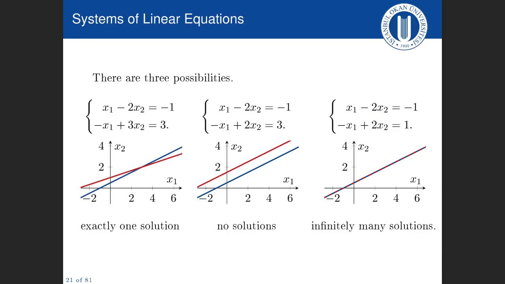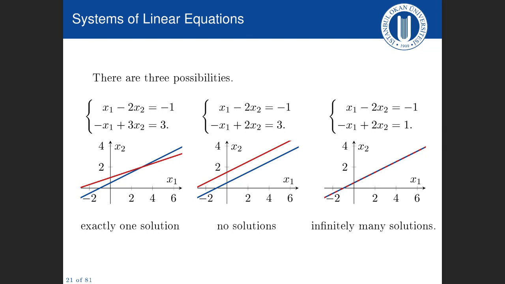What are the possibilities if we have two straight lines? Two straight lines might cross, or intersect, in one point. They might be parallel or they might be exactly the same line. If these two lines intersect in one point, then we know that the linear system has exactly one solution. If these two lines are parallel, then there will be no solutions to the linear system. If the two lines are really exactly the same line, then we would have infinitely many solutions.